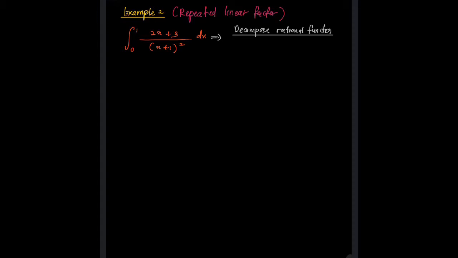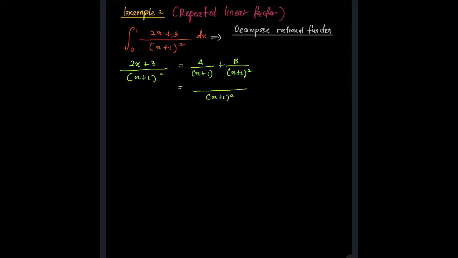Integrate this definite integral from 0 until 1. This is a rational function, so of course you need to check whether it is proper or improper. The degree of your numerator is less than the degree of your denominator, so you don't need to apply long division for this question. You can directly decompose: 2x plus 3 over (x plus 1) squared. It is a repeated linear factor. Therefore, A over x plus 1 plus B over (x plus 1) squared.